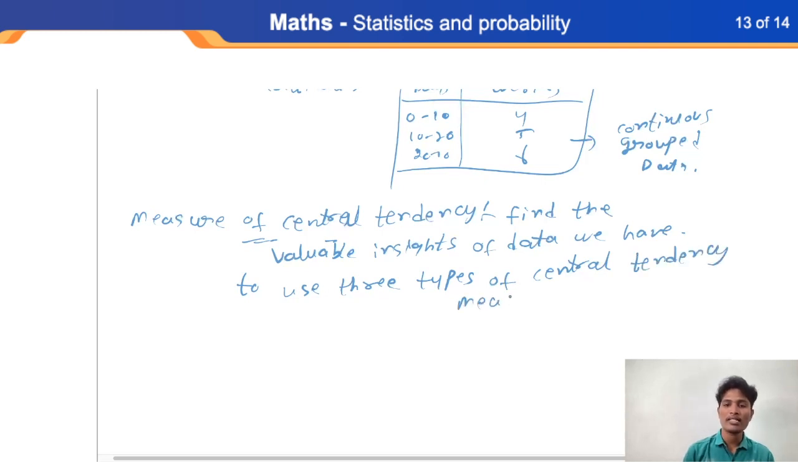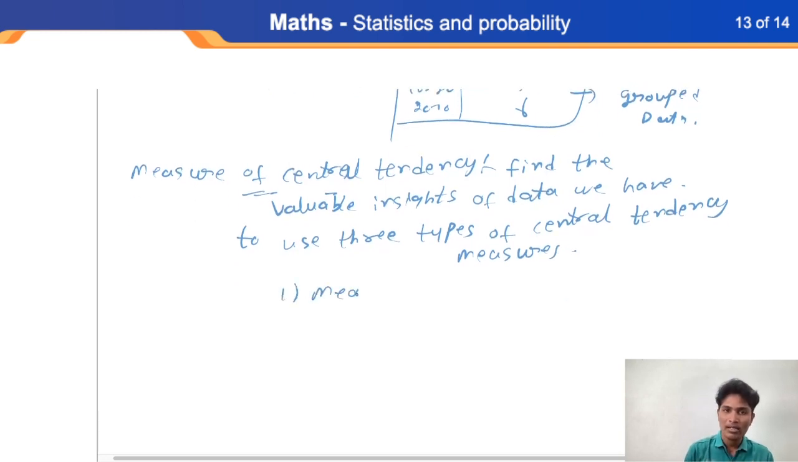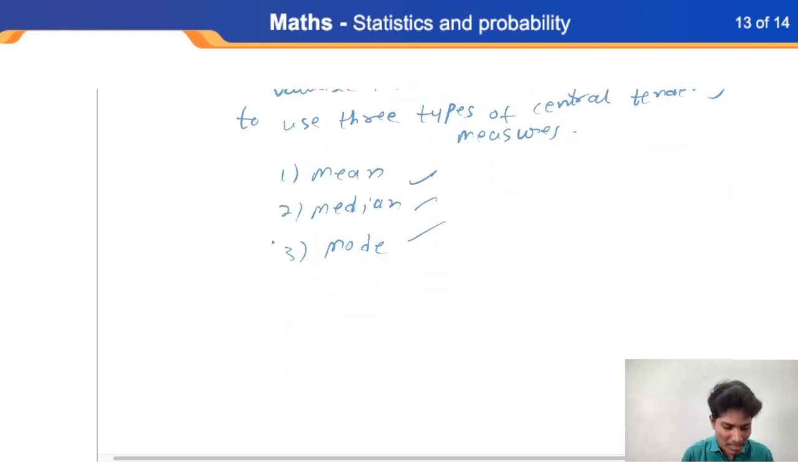There are three types of central tendency measures. Those are: the first one is mean, the second one is median, and the third one is mode. Mean, median, and mode. The first thing is mean. I will explain what is mean.